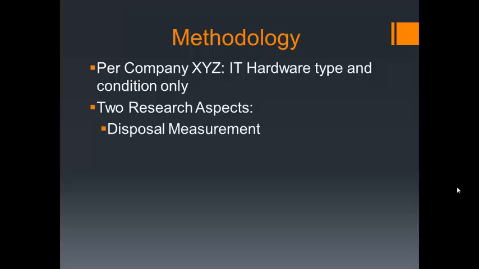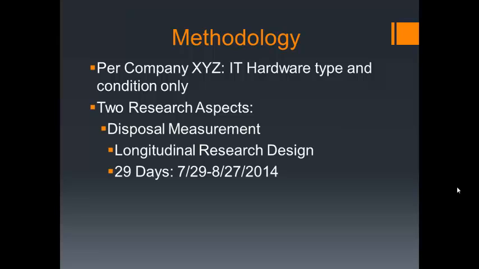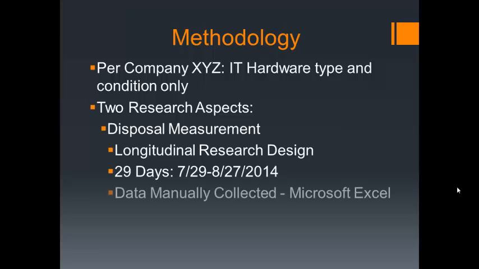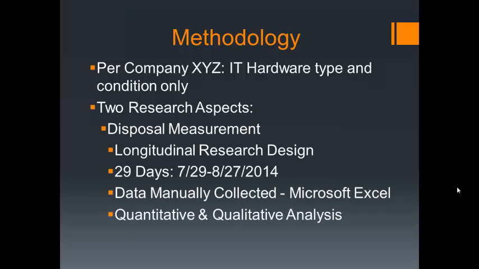And like I mentioned, there were two research aspects. The first is disposal measurement, which includes a longitudinal research design and took place over 29 days between July 29th and August 27th, 2014. This is where the data was manually collected into a Microsoft Excel spreadsheet. There ended up being a total of 359 items measured.